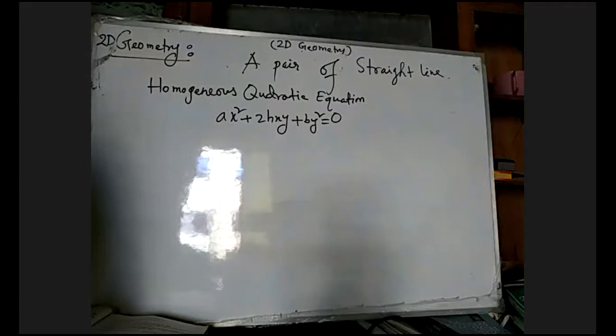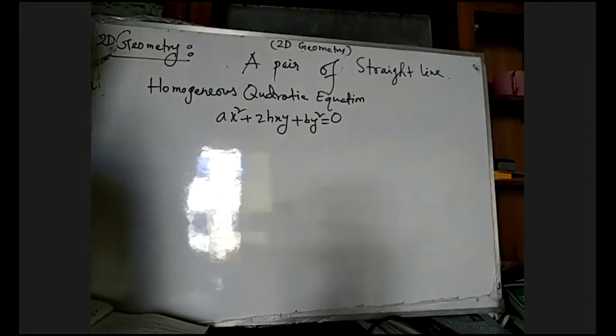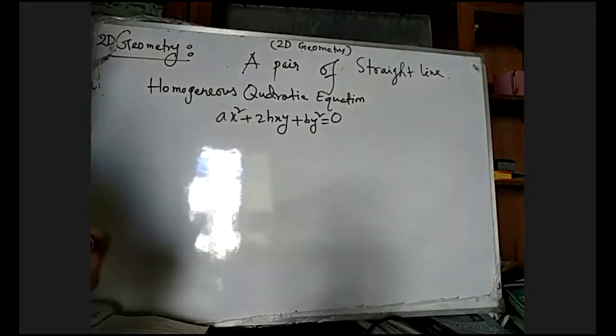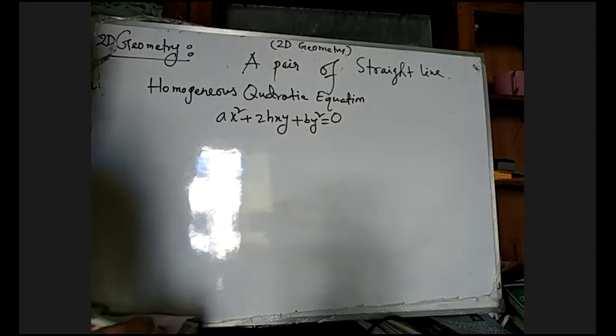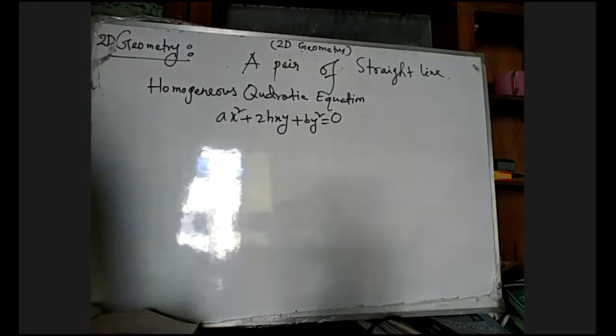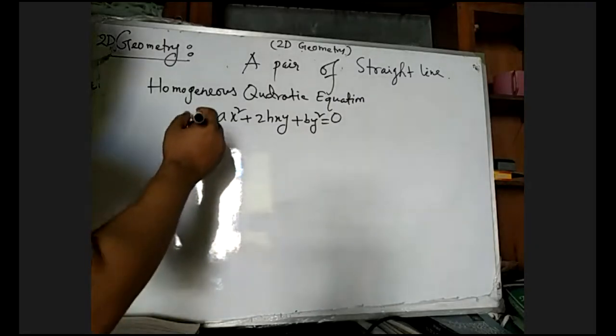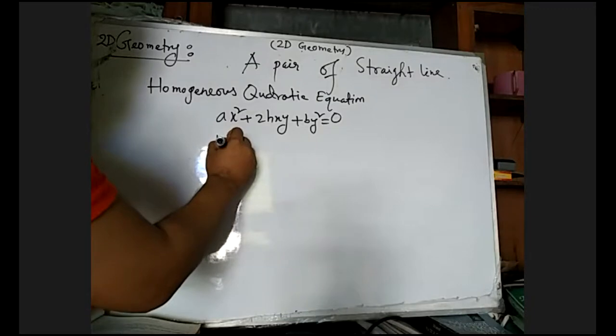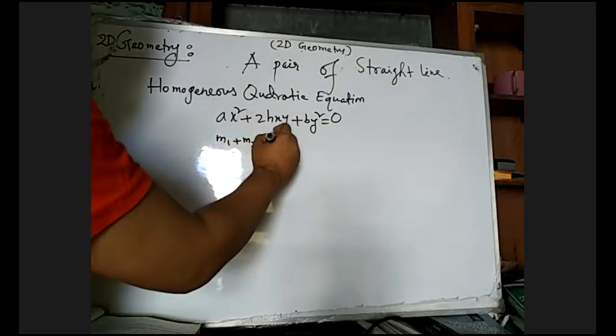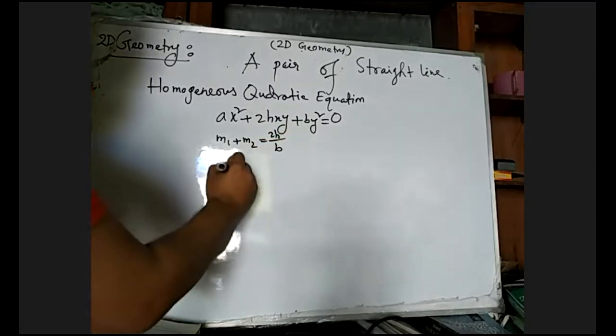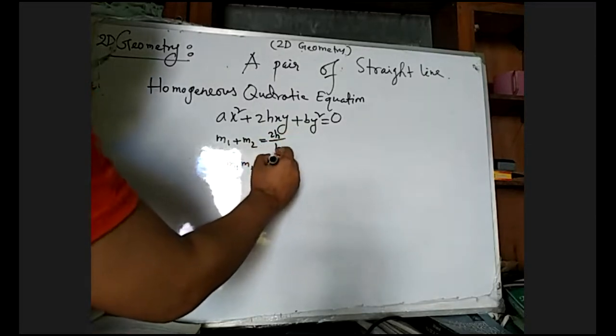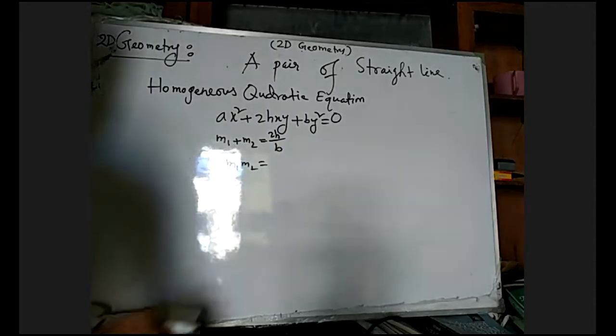Actually, this is the homogeneous quadratic equation, and it has two roots, because highest power of y by x is what? 2. And the roots can be written like this. Suppose m1 and m2 are the two roots. M1 plus m2 equals minus 2h by b. And m1 into m2 equals to a by b.